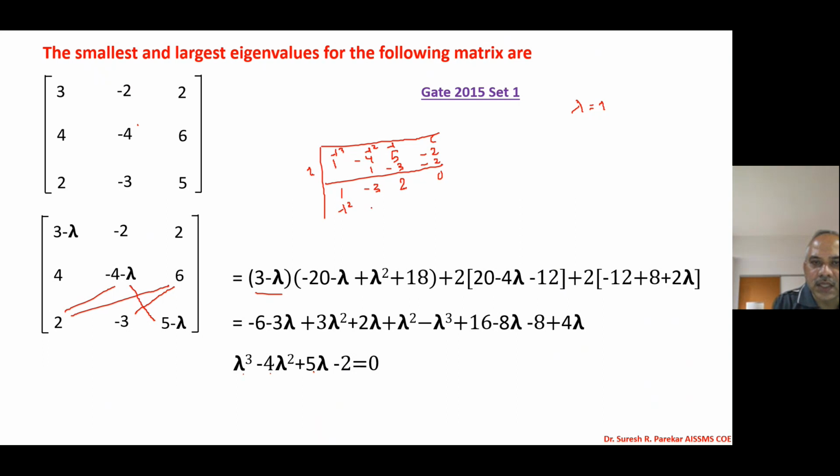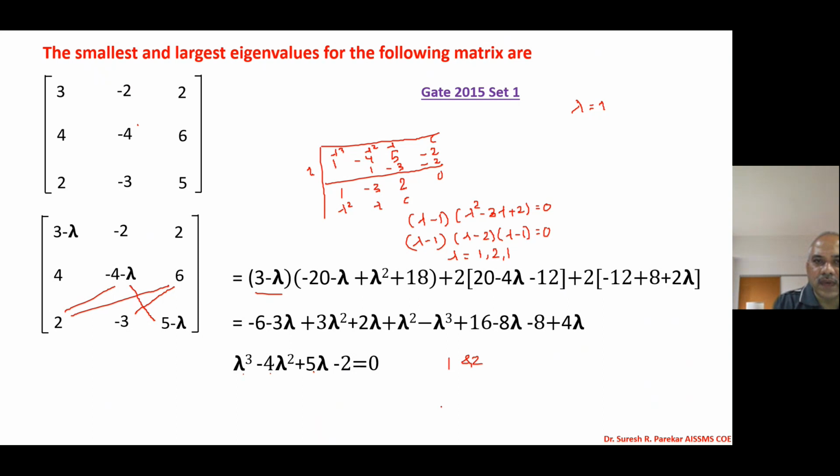Now this becomes lambda square, this will be lambda, this will be constant. So we have lambda minus 1 in bracket, lambda square minus 3 lambda plus 2, that is equal to 0. Now you can have lambda minus 1, and that is in bracket lambda square minus 3 lambda plus 2. So we have lambda minus 2, lambda minus 1, that is equal to 0. From this we will get lambda is equal to 1, 1, 2. So we have smallest and largest eigenvalues, so we have 1 and 2.